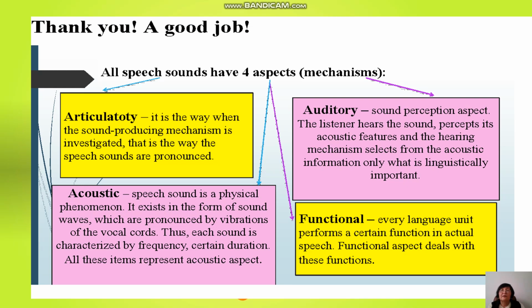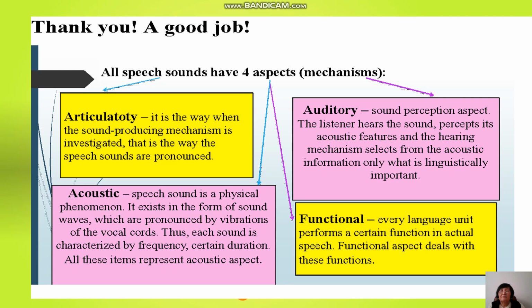All speech sounds have 4 aspects or mechanisms: articulatory, auditory, acoustic, and functional. Articulatory is where the sound-producing mechanism is investigated, that is, the way the speech sounds are pronounced. Auditory is the sound perception aspect. The listener hears the sound, perceives its acoustic features, and the hearing mechanism selects from the acoustic information only what is linguistically important.